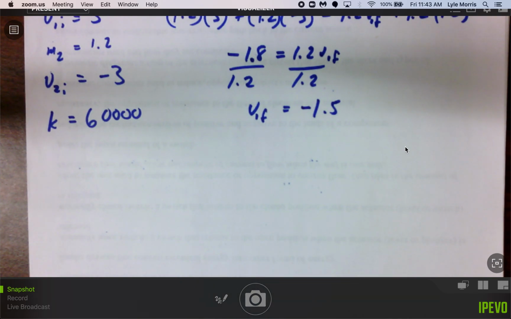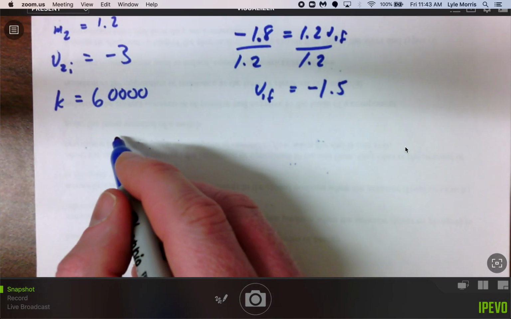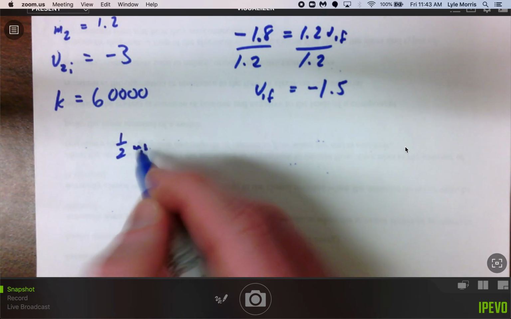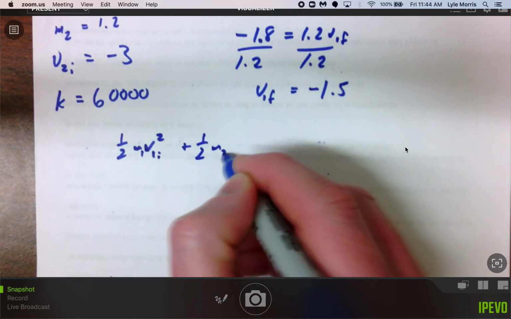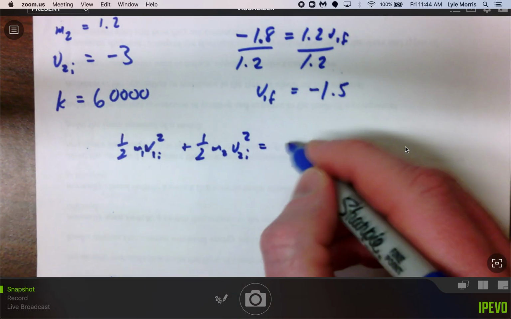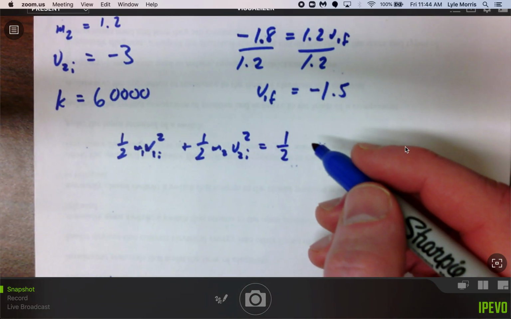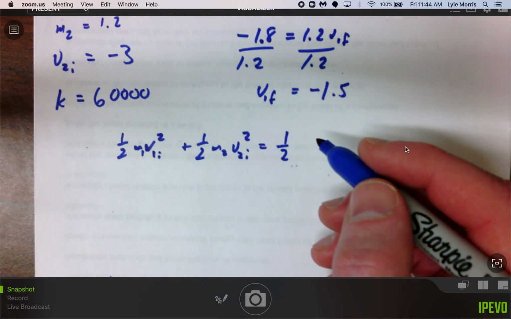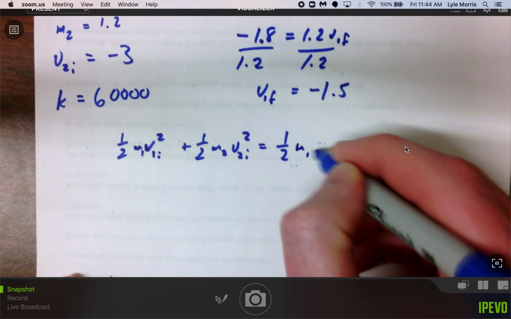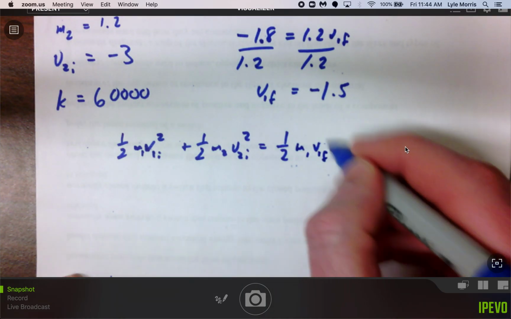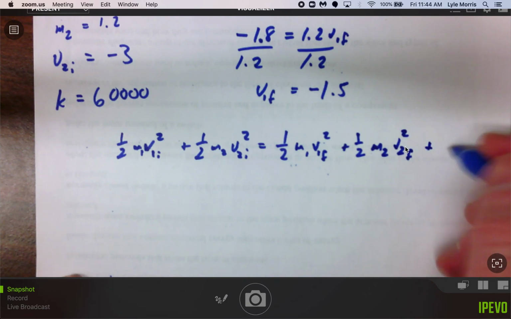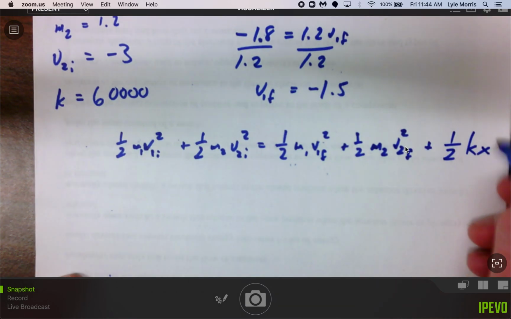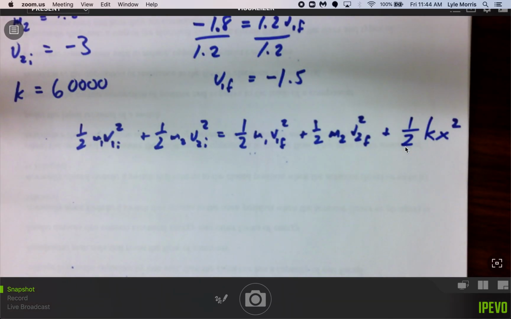So now that we know what the V1F is, we can plug it into our big nasty spring equation. Let me find it. So the equation is 1/2 m1 v1i squared, it's kinetic energy, plus 1/2 m2 v2i squared equals 1/2, I just realized I'm looking at the wrong equation, 1/2 m1 v1f squared plus 1/2 m2 v2f squared plus 1/2 kx squared. That's fun, hey? Look at all that writing.